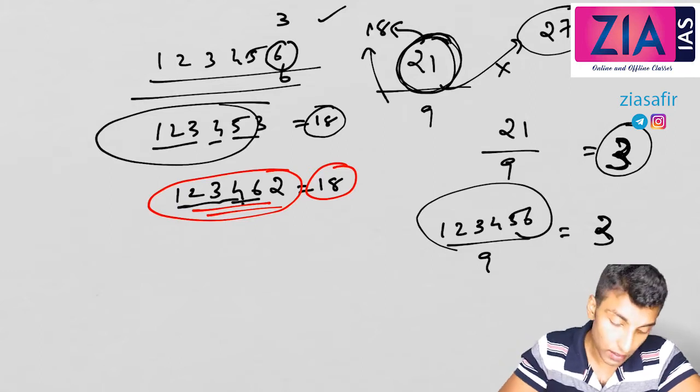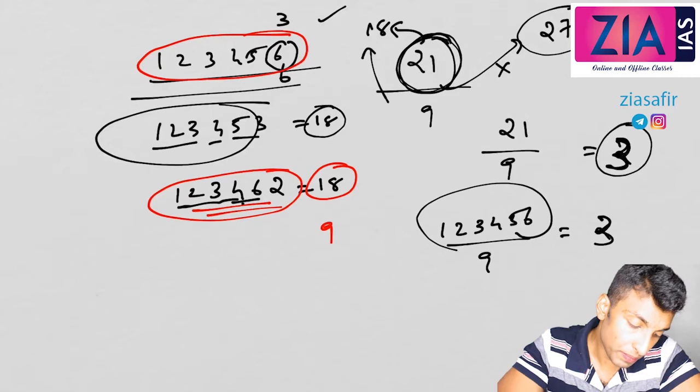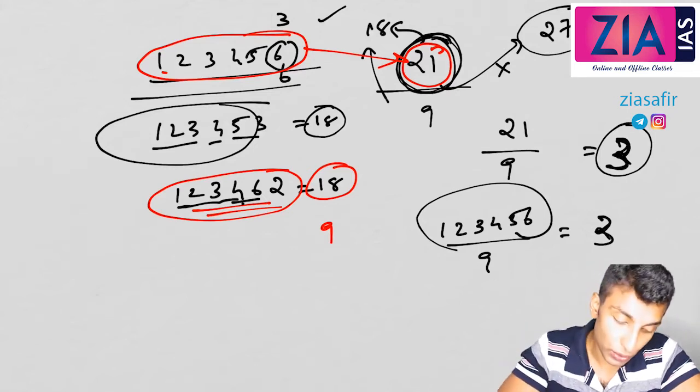Take the sum of digits again, you get 9. Here also you can take the sum of digits. So you get 21 here, and taking the sum of digits of 21 also, you get 3.